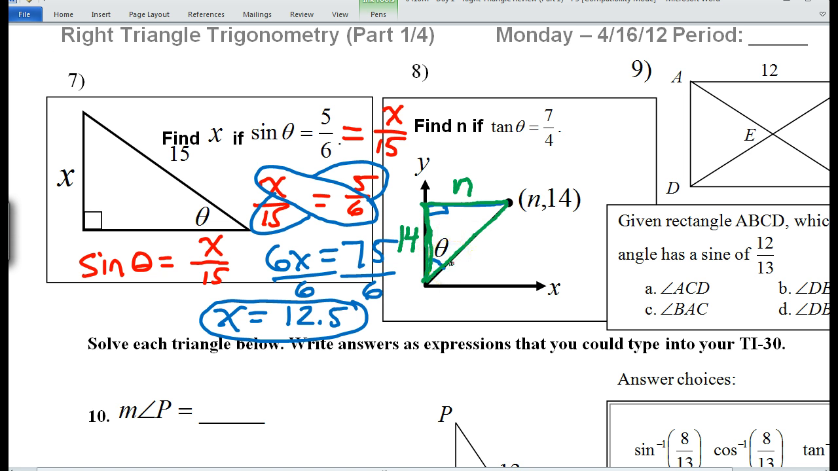Now, look at that picture. Look at the theta. The problem already mentions tangent. So let's talk about tangent. What would be the tangent of theta looking at this picture? Because what's the definition of tangent? Opposite over adjacent. So looking at theta, what's opposite and what's adjacent? It'd be n over 14. From the perspective of the theta, opposite is n and 14 is adjacent.